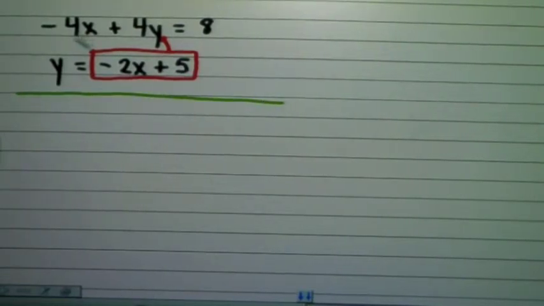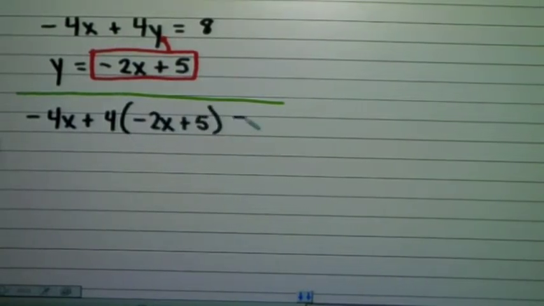So I'm going to begin rewriting the first equation, but when I get to that y, I'm going to plug in this value instead. So I've got negative 4x plus 4, and in place of that y, I'm going to put negative 2x plus 5 equals 8. So again, just to clarify, this y right here became negative 2x plus 5. I just rewrote that first equation, but substituted in a new value for y.